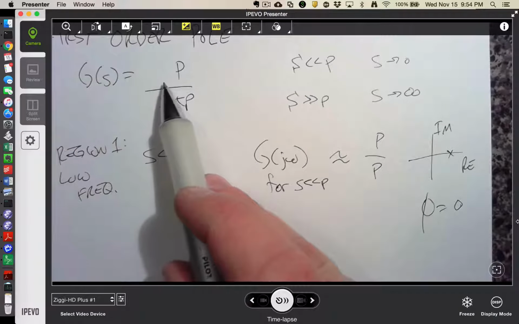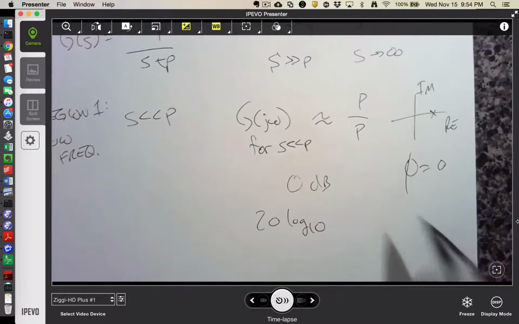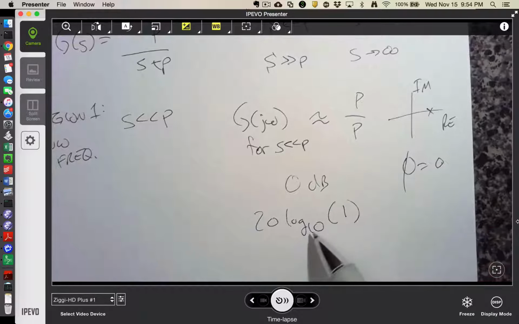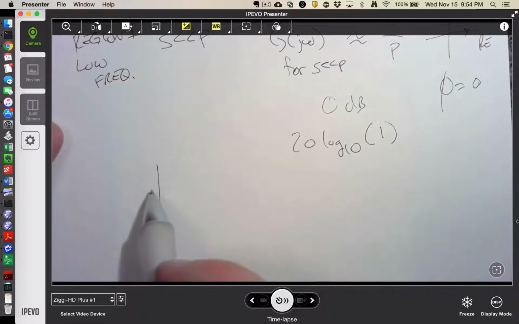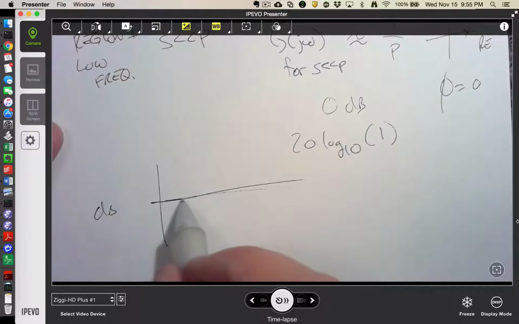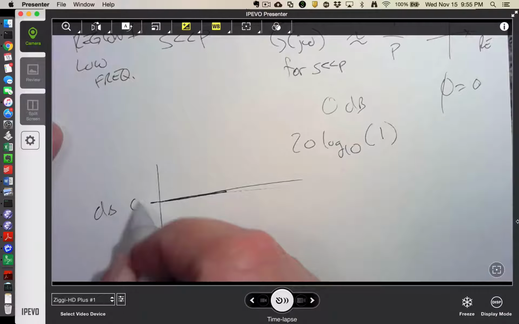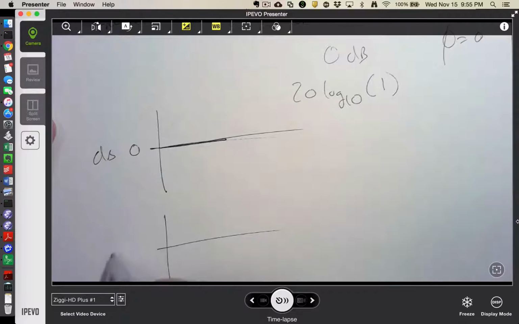And if we don't have any gain term, and it really is just P over P, then this is just 0 dB. Because again, we're saying what's 20 log 10 of 1? Well, 10 to the 0 power is 1, so this is 0, and then 0 times 20 is 0. So the low frequency region of our dB magnitude has a slope of 0 and a magnitude of 0 dB, and our phase also starts at 0 degrees.